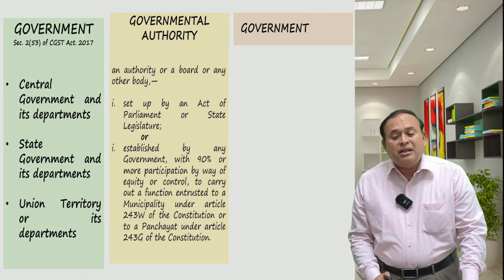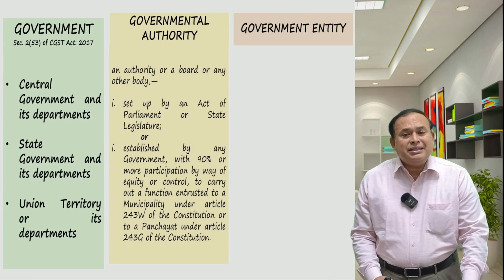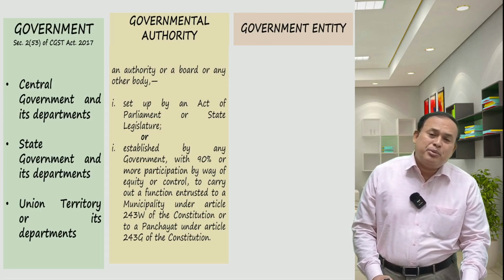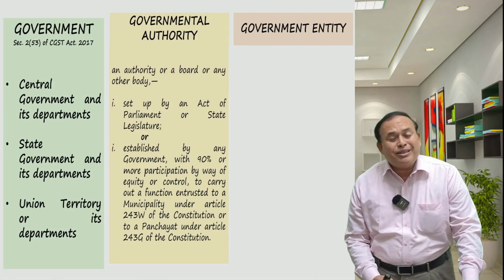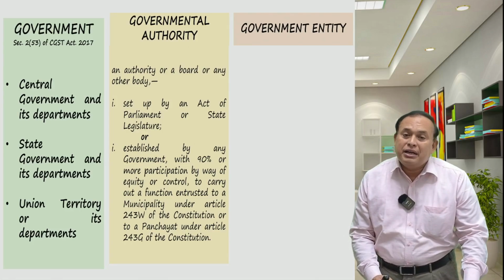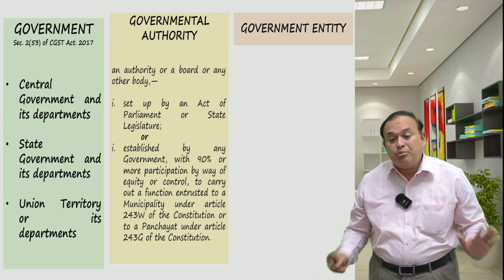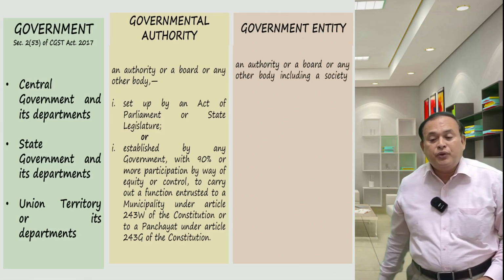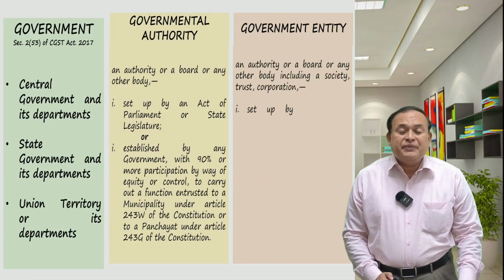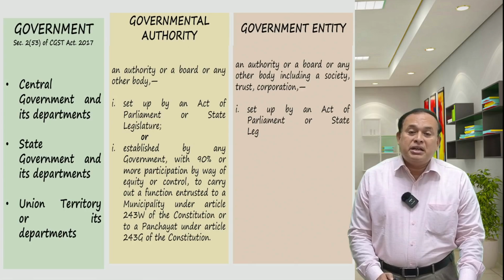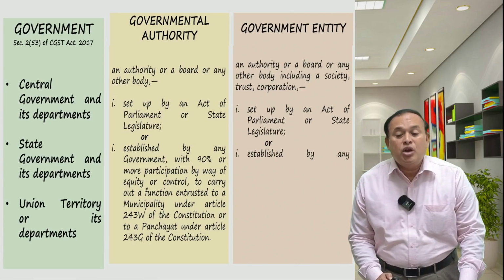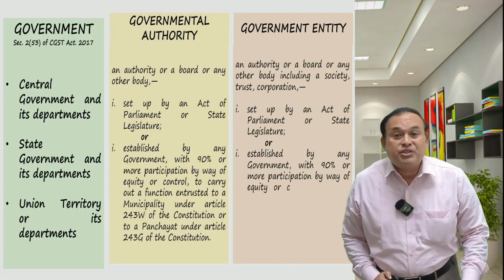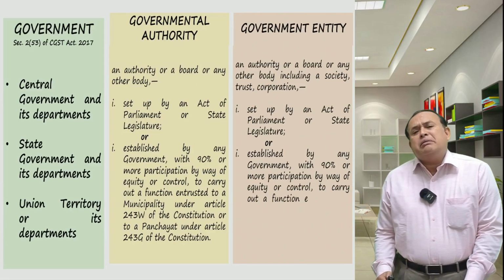A government entity means an entity established by an act enacted in the parliament or state legislative assembly, or an establishment where 90% or more of the equity or 90% or more of the voting rights are held by the government. But here there is no mention of meeting the objectives of Article 243G or Article 243W. Therefore, such a government entity is different from a governmental authority. Governmental authority and government entity are entirely different from government. One should have this classification, this particular bifurcation, with focused attention on which is government and which is not.